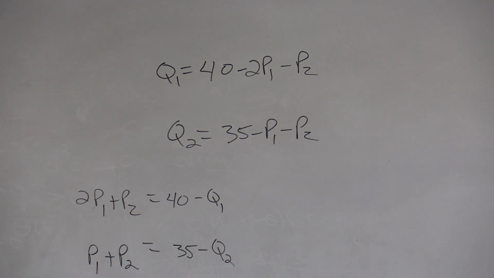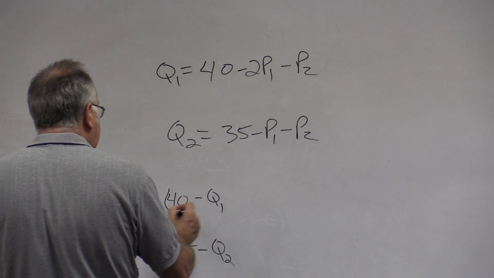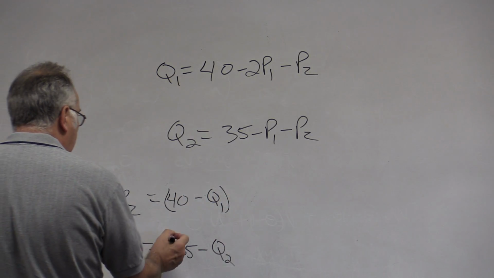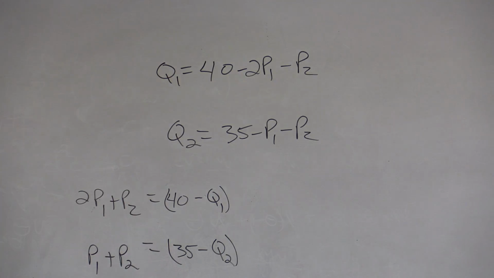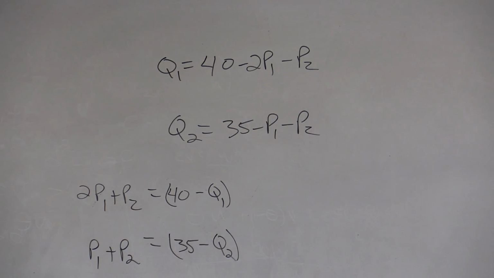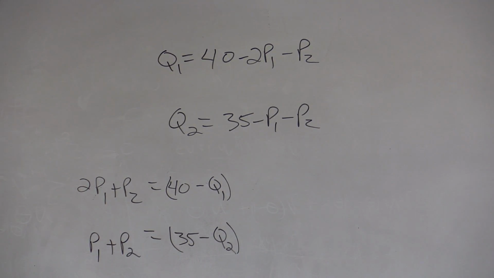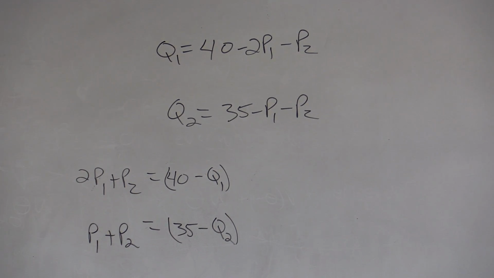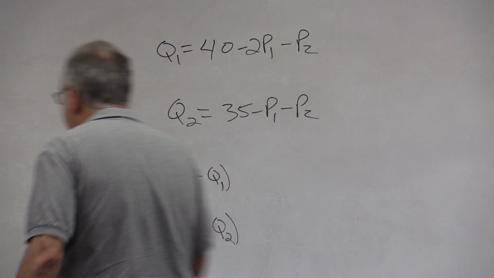Well, you just treat this as two linear equations. On the right-hand side, you have 40 minus Q1 here, 35 minus Q2 here. And how would you solve for P1 and P2? What's the easiest way of solving? What was the method I taught you a week ago? Okay, or using what rule? Cramer's rule. Just use Cramer's rule.